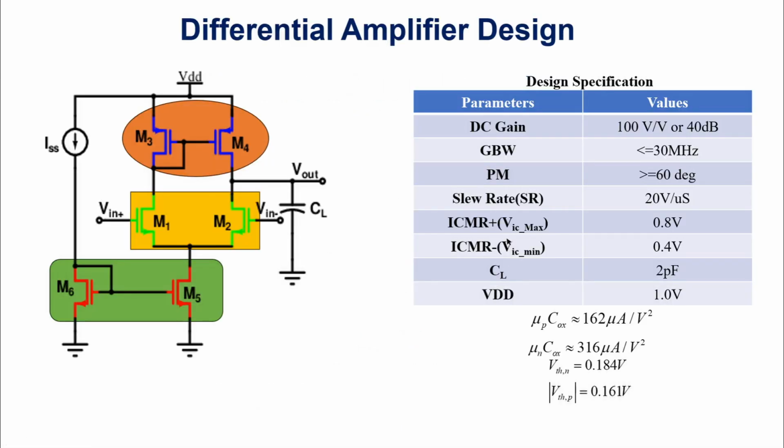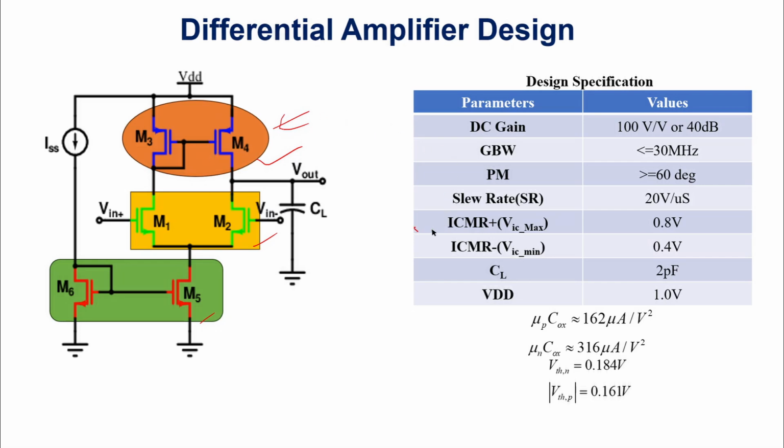So this is the basic differential amplifier, where I have marked these pairs with separate colors because M1 and M2 are equal in size, M6 and M5 are equal in size, and M3 and M4 are equal in size. Again, I would like to mark another thing.